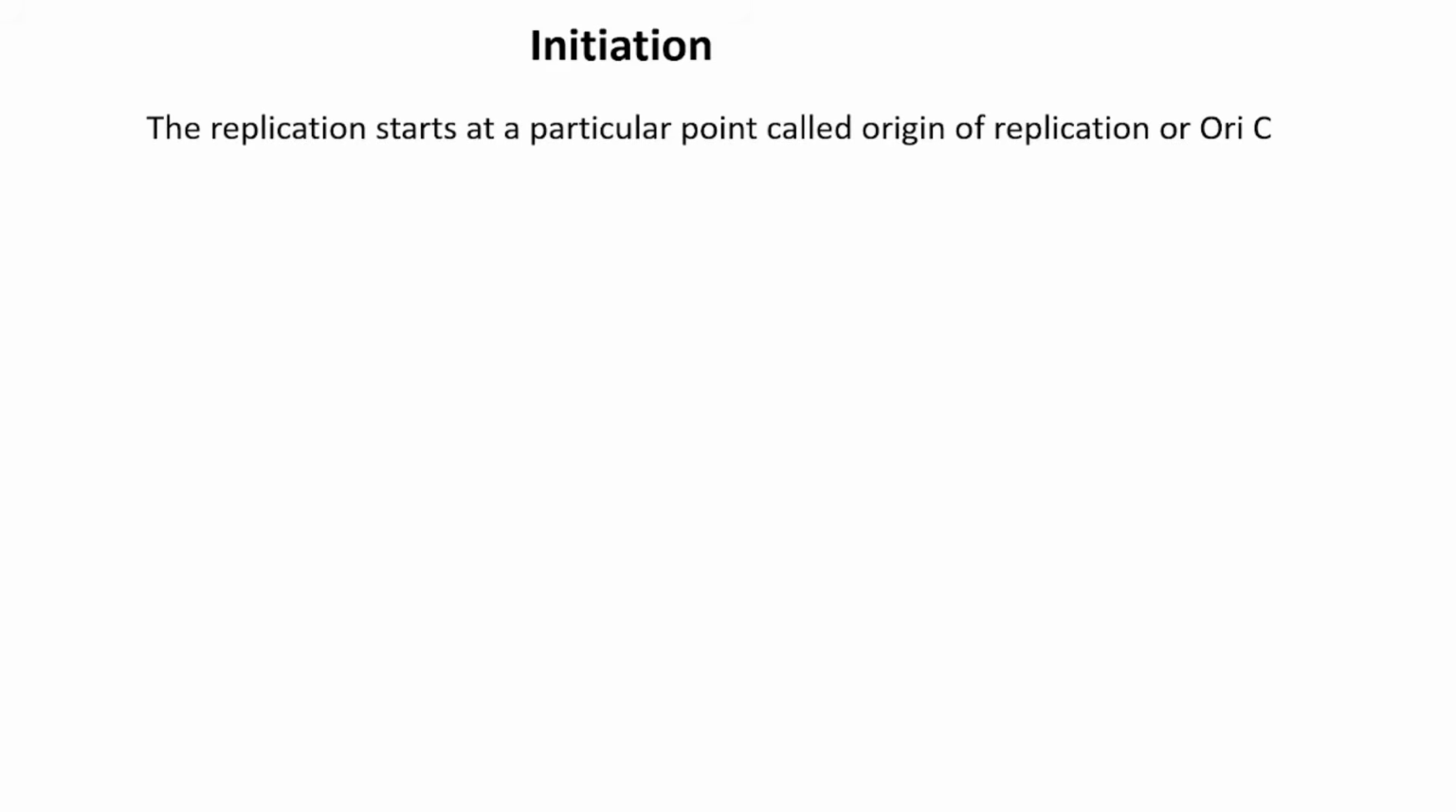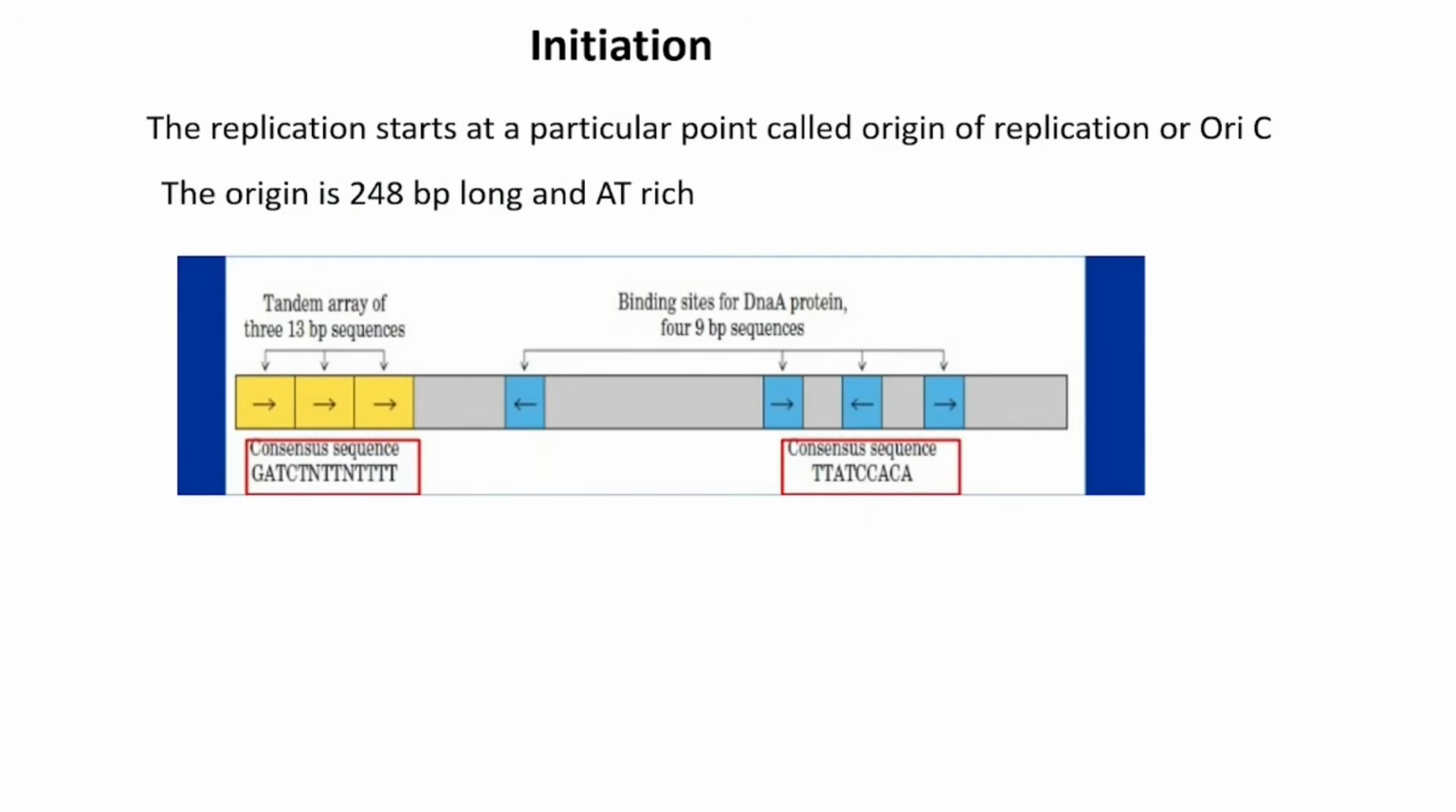Like mentioned just now, the replication starts at a particular point called the origin of replication or oriC. The minimal origin in E. coli is 248 base pairs long and is AT rich. There are three 13 base pair sequences, also called the 13-mer sequences, and these are AT rich regions. Because AT pairs are held together by only 2 hydrogen bonds compared to the 3 in the GC base pair, this region is easier to unwind or undergo local melting.